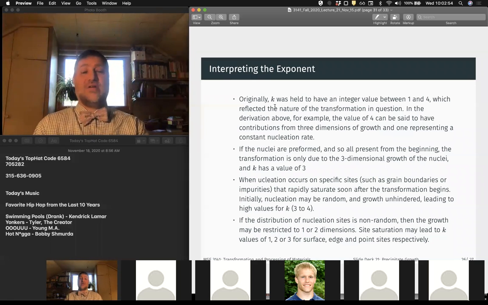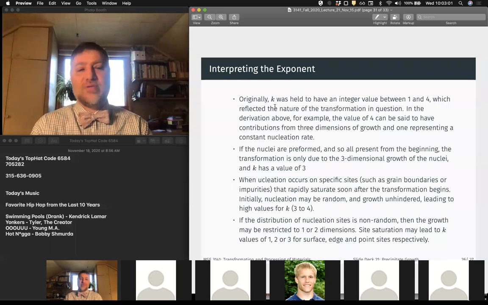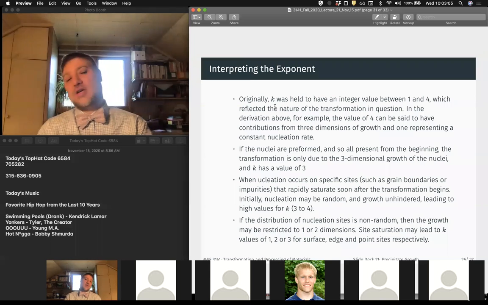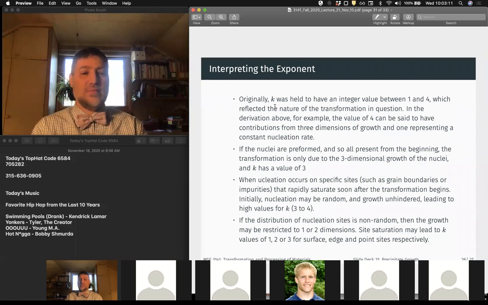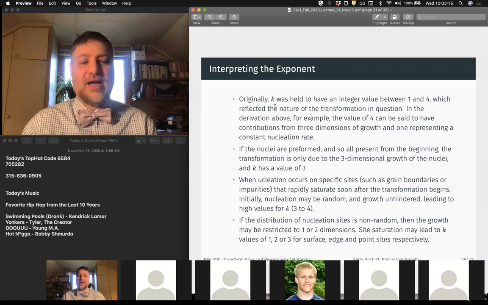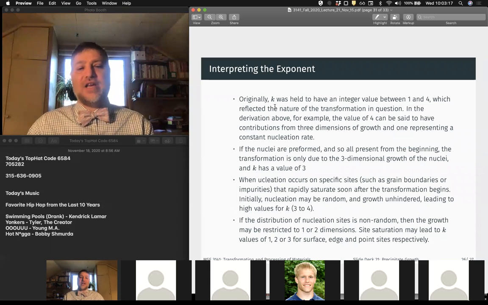So the exponent was thought to have an integer value between 1 and 4, right? And the integer value reflects the nature of the transformation in question, right? So as we talked about before, we have a value of 4, which is 3-dimensional growth and a constant nucleation rate. Okay, so if we have site-saturated nucleation where all the nuclei are preformed, we end up with an n value of 3.